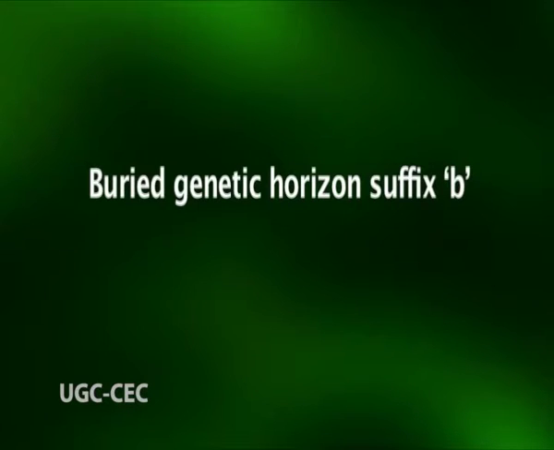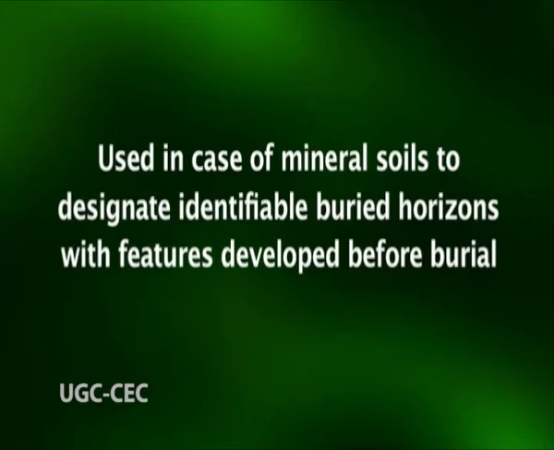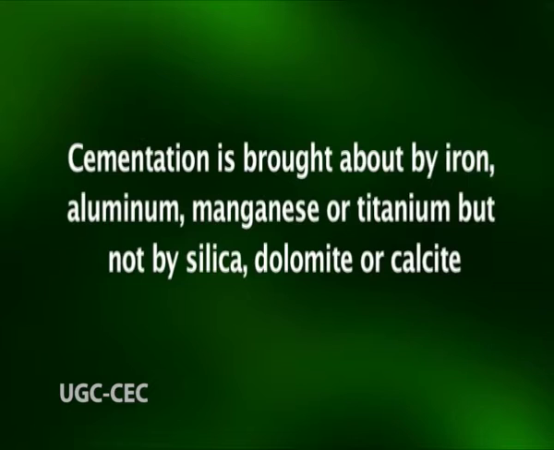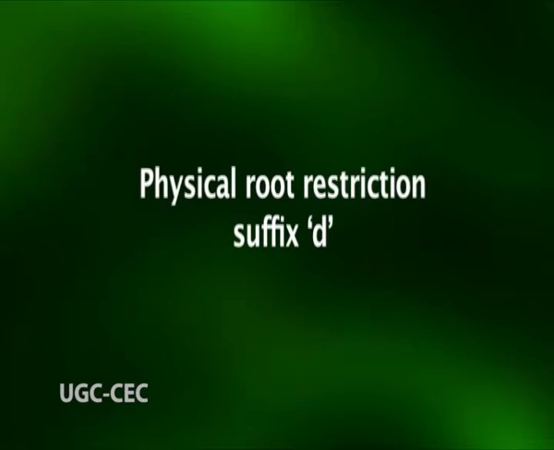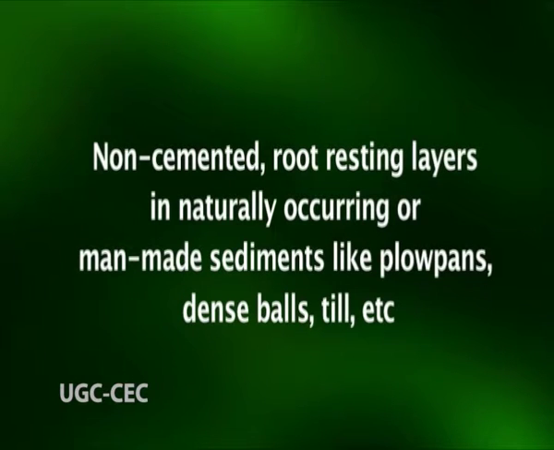Then buried genetic horizons are suffixed with small b, used in case of mineral soils to designate identifiable buried horizons with features developed before burial. Then concentrations or nodules, suffixed with c, are used to designate soils with accumulation of cemented concentrations or nodules. The cementation is brought about by iron, aluminum, manganese or titanium, but not by silica, dolomite or calcite. Then the physical root restriction zone is suffixed with d, used to designate non-cemented root-restricting layers in naturally occurring or man-made sediments like plow pans, dense basal tills, etc.